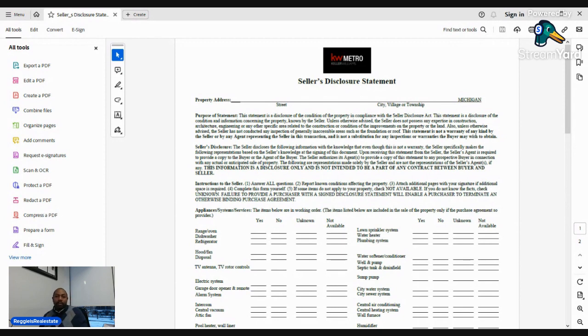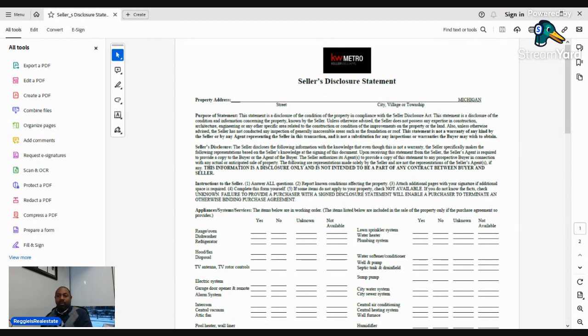And the importance of this is basically you're giving knowledge to the buyer as to the condition and the history of that property. So this form actually helps prevent a lot of lawsuits, but it can also end up in lawsuits if the seller is lying. But ultimately, it will protect you if you disclose all the information that you know about the property.